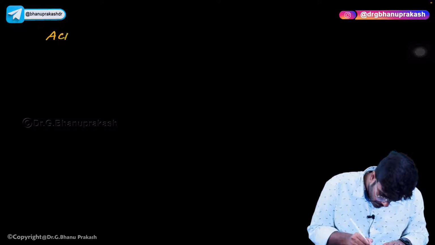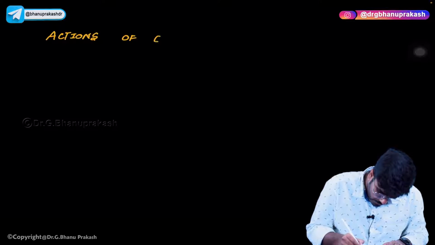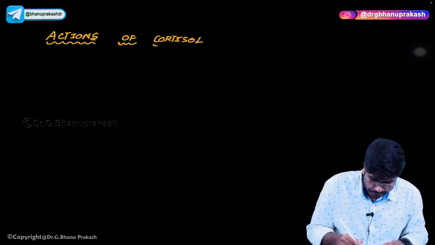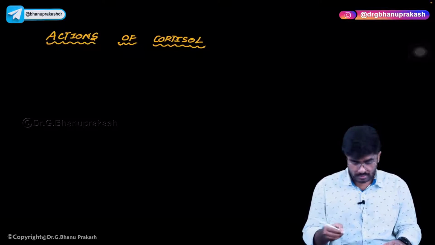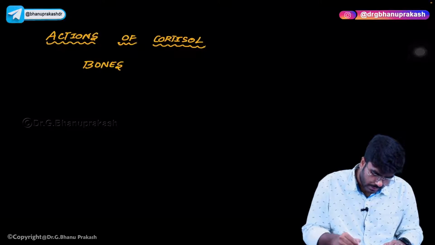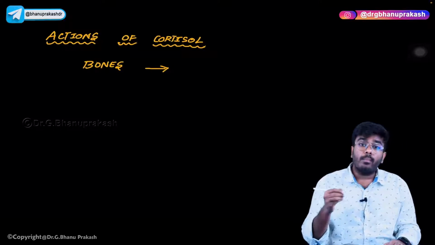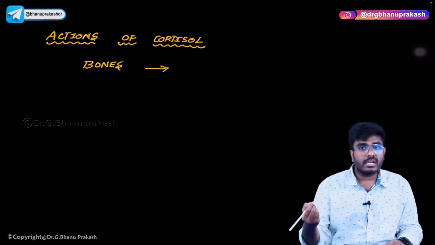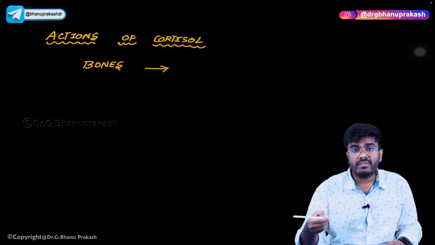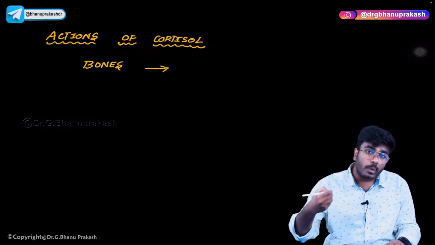Now, let's talk about actions of cortisol on different parts of the body. First, let's talk about bones. Now, what happens to bones under the action of cortisol? In the bones, we know there are two types of cells, osteoblasts and osteoclasts. Osteoblasts are the ones which forms the bones and osteoclasts are the ones which breaks down the bone or causes the resorption of the bone.